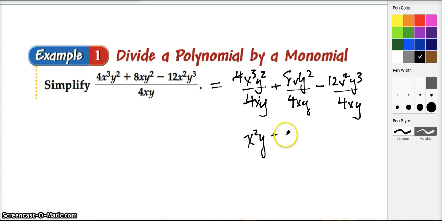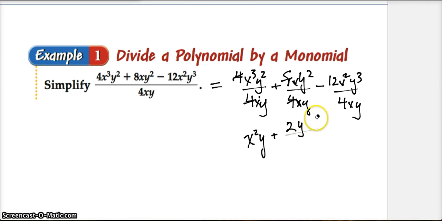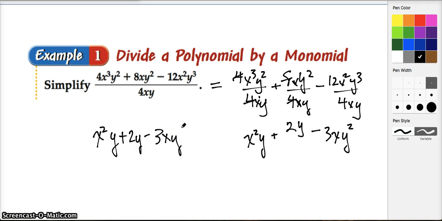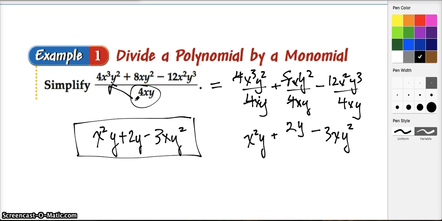Following along, 4 goes into 8 2 times. These x's cancel one another out, and we're left with a y, and there's nothing in the denominator, so no need for that. Then we have subtracted by 4 goes into 12, 3 times. X goes into x squared, x times, and y goes into y to the third power, y to the second power. So we end up with x squared y plus 2y minus 3xy squared. And that's it. Not too bad.